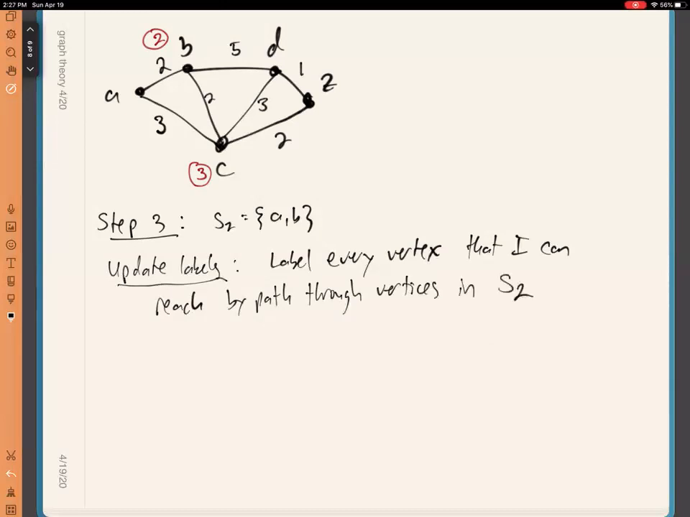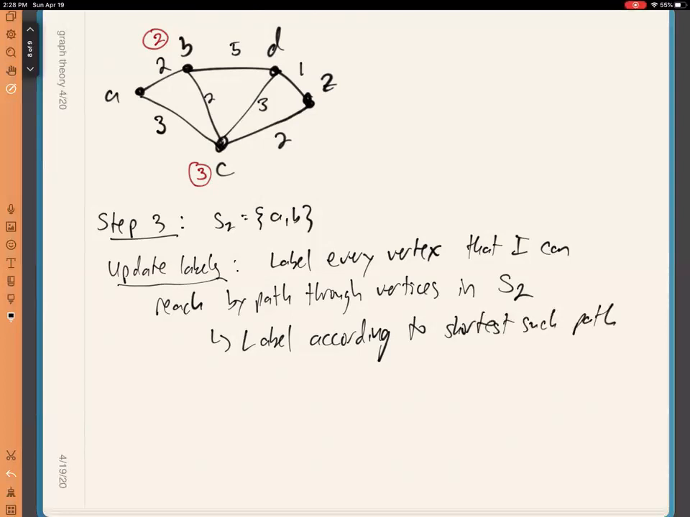Right, so I want to consider all vertices I can reach by paths that go through A or possibly B, A and B, or just A, right? So it doesn't have to include everything in S2, but I only want to look at paths that include vertices in my set S2 from the previous step. And so how am I going to label them? Well, I'm going to label according to the shortest such path.